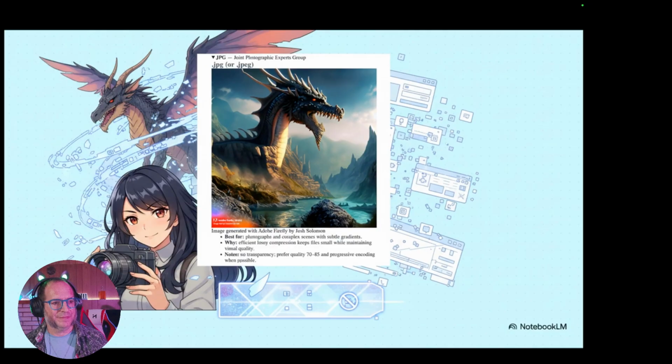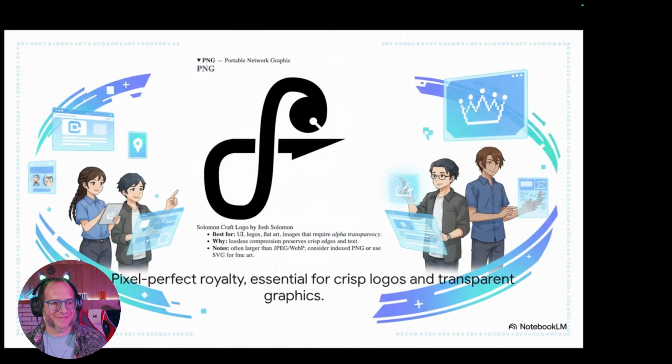All right, meet JPEG, the old reliable. It's your workhorse for photographs. Its superpower? Making huge, complex images into teeny tiny files. That's why it's been a web staple since, forever, since '92. But there's a catch, right? It's lossy, meaning it throws away some data, and it has zero support for transparency. Don't even try it.